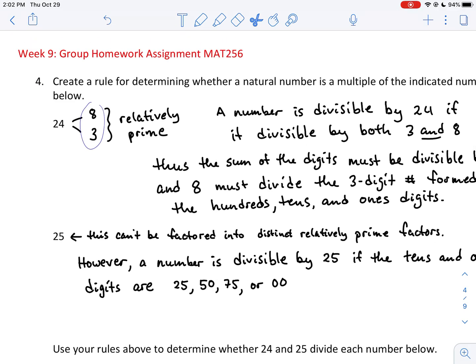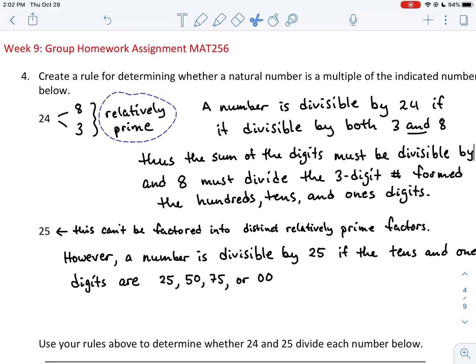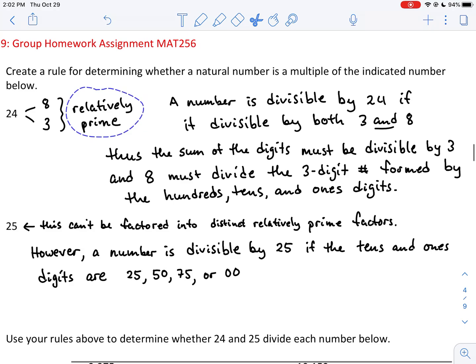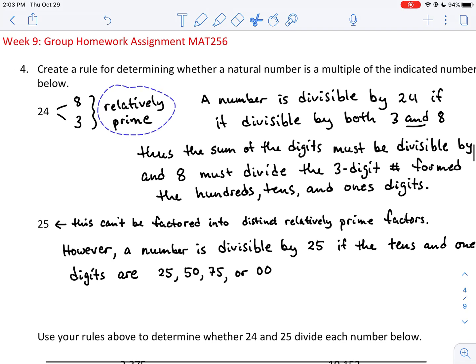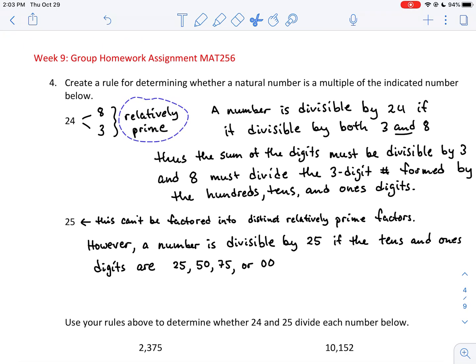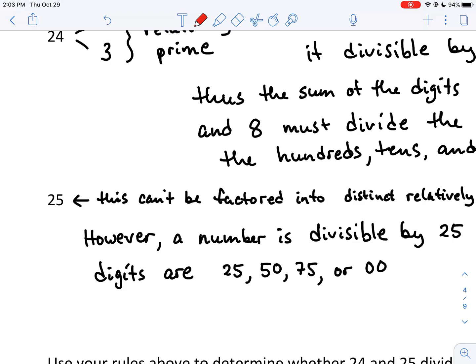To create a rule for divisibility by 24, I factored to 8 times 3. You must mention they're relatively prime or co-prime. And then it just has to satisfy both rules. So it has to be divisible by both 3 and 8. Thus, the sum of the digits must be divisible by 3, and also the 8 must divide the 3-digit number formed by the hundreds, tens, and ones digits. Those are the two separate rules for 3 and 8.